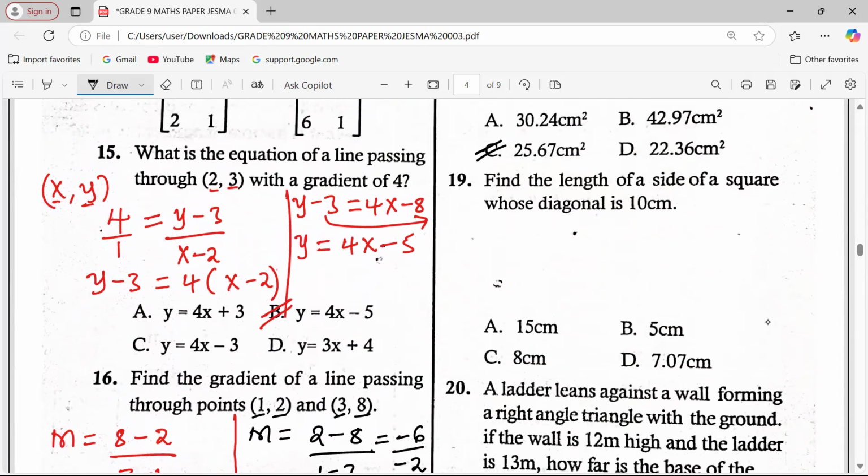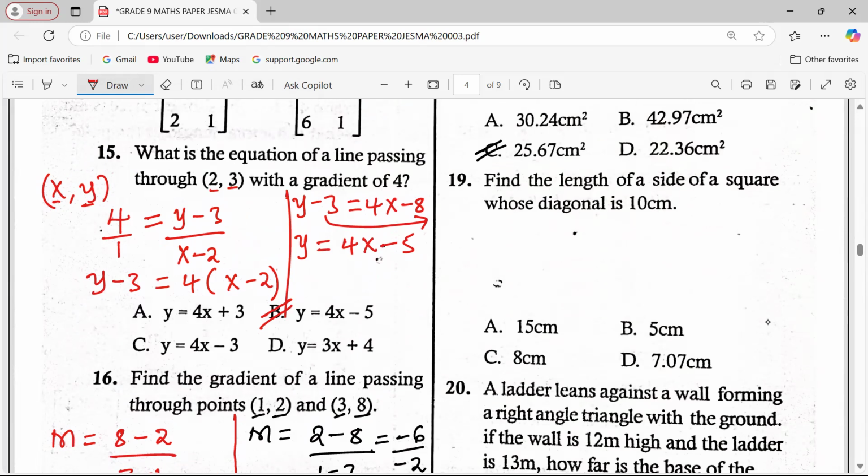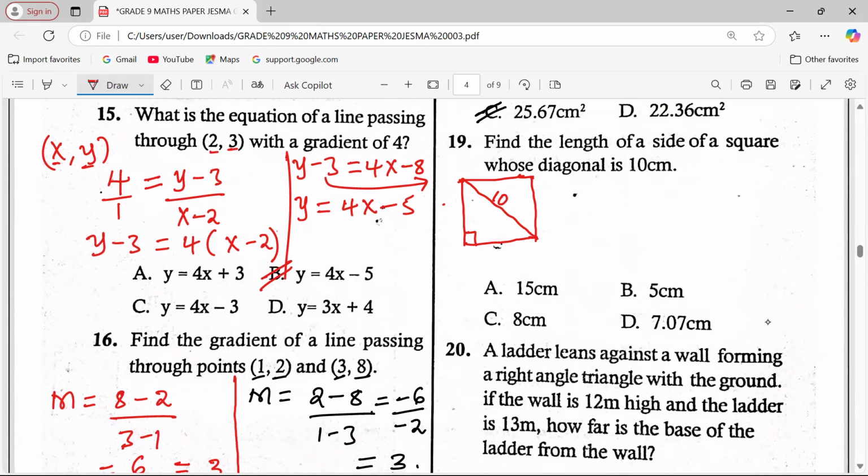Look at number 19. Find the length of a side of a square whose diagonal is 10. We have a square here, and what has been provided is the diagonal. The diagonal through here is 10 centimeters, but the sides are not given. We know that this part is right angled, being a square anyway. So if the side is x, the other side is also going to be x. The diagonal is giving us a triangle now.